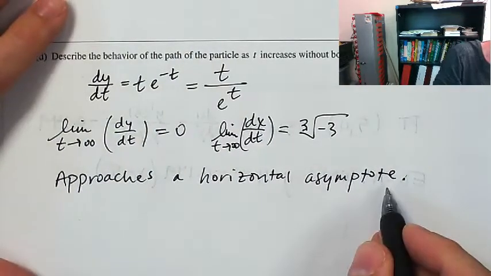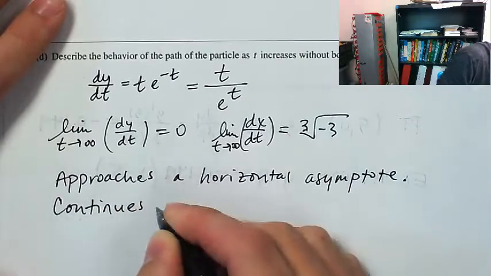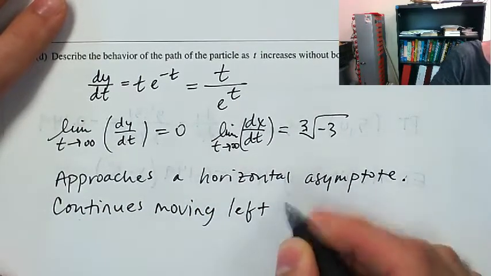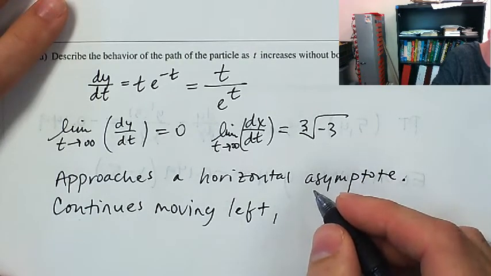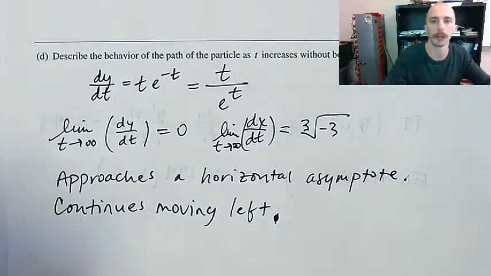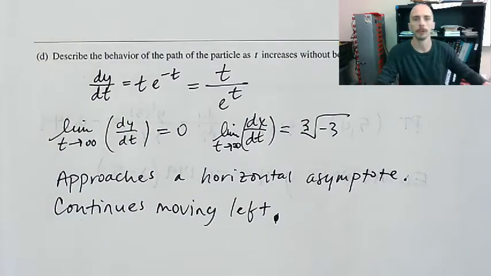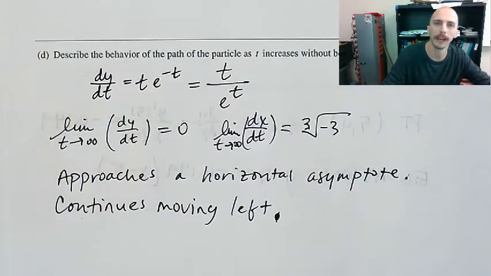So, all right, approaches a horizontal asymptote. Continues moving left. I don't really have anything else to say. I think I'm going to stop there, and I'm going to pull up the scoring guidelines. Okay, interesting. So this was 2 points. One was for the behavior of x, and one was for the behavior of y.